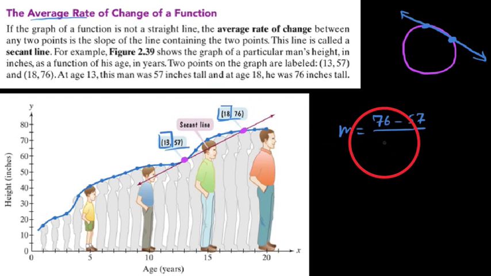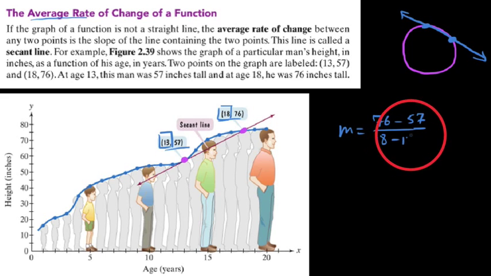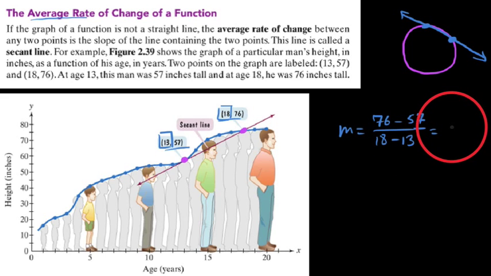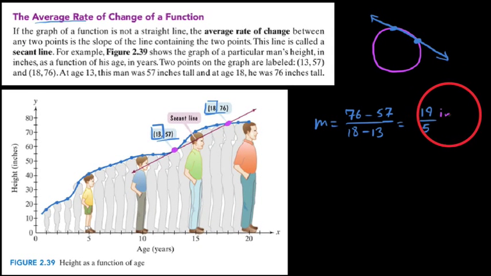And then we say our change in x would be between the years of 18 years old and 13 years old. So I'm actually going to subtract these here, and I would get 19 on top, and 18 minus 13 on bottom is 5. So I want to make sure we label this, as a matter of fact. We're going to label the top here with inches and the bottom here with years.